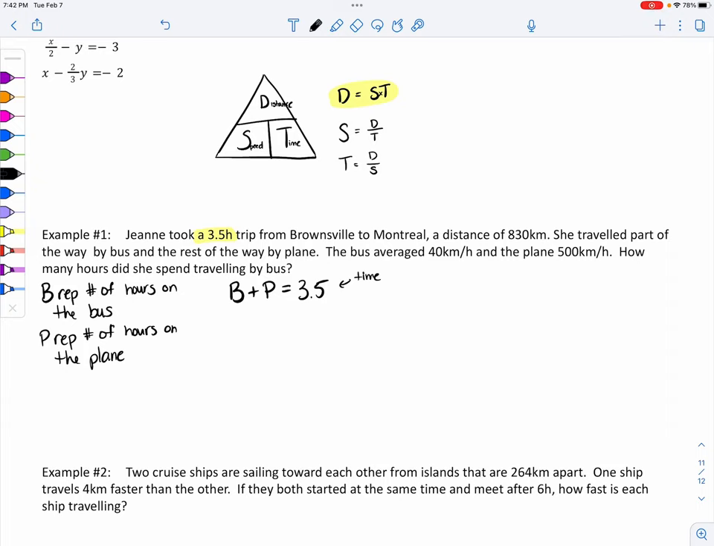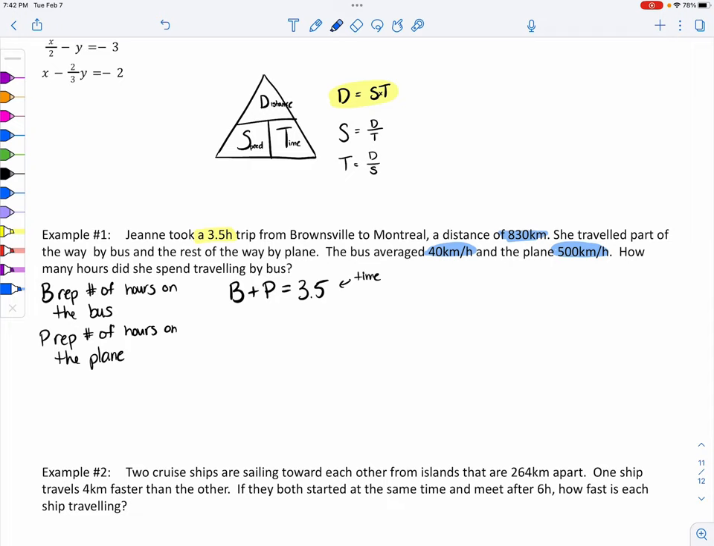There's still a lot more information in here. All right. It said the total distance is 830 kilometers. And then the bus travels at this speed. The plane travels 500 kilometers an hour.